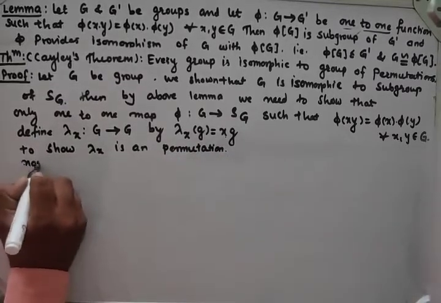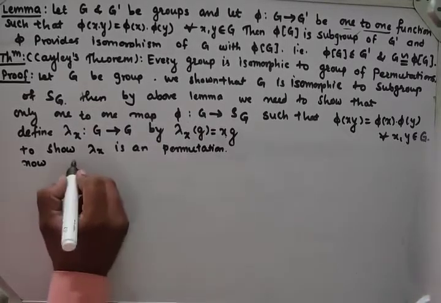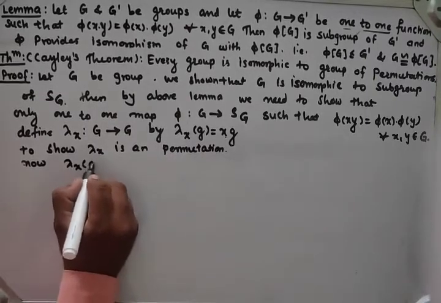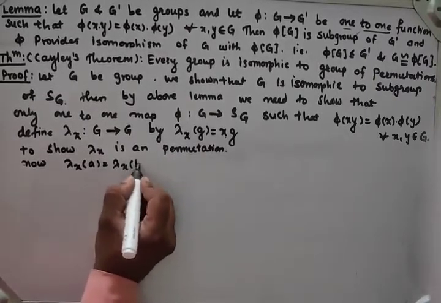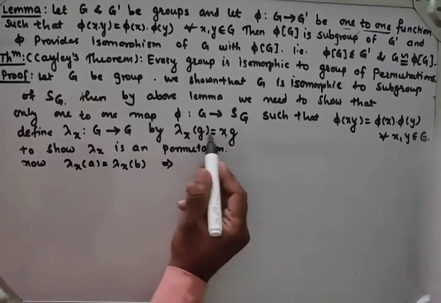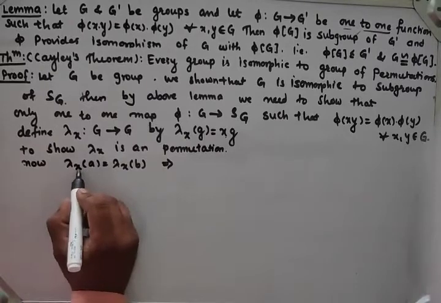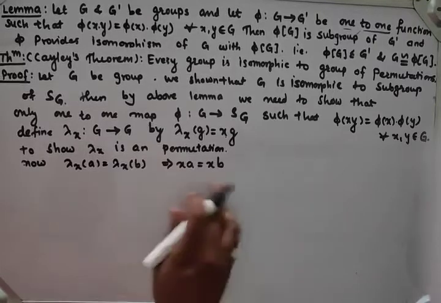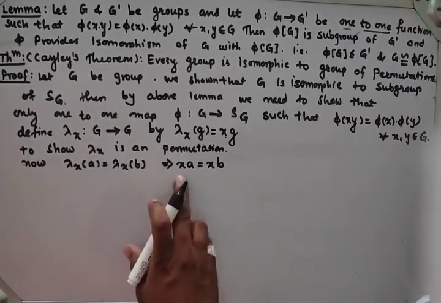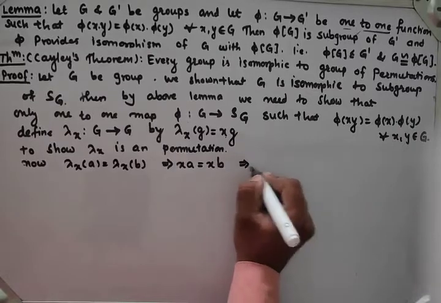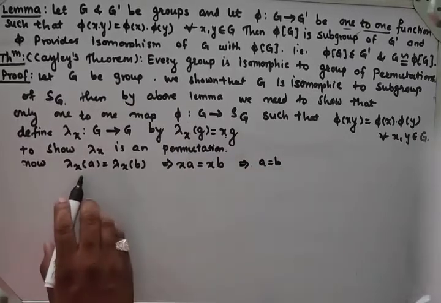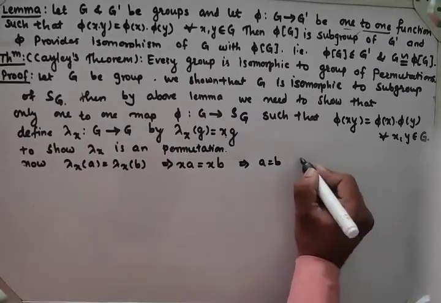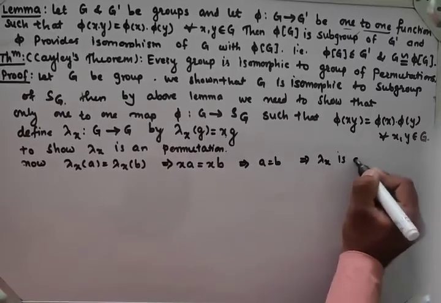Now for the definition of a one-one function, I will take two values. Say lambda x of a is equal to lambda x of b. Then lambda x of g is nothing but xg, so lambda x of a is nothing but x into a, equal to x into b. So by the cancellation law, after cancelling x we will get a is equal to b. Means lambda x of a equal to lambda x of b finally gives a is equal to b. So we say that lambda x is a one-to-one function.